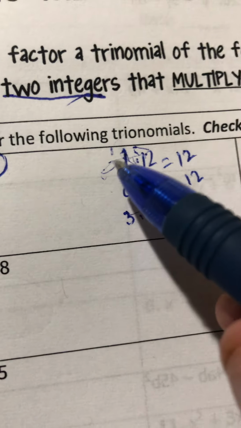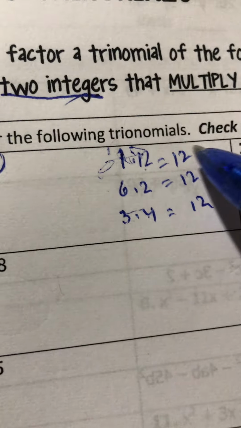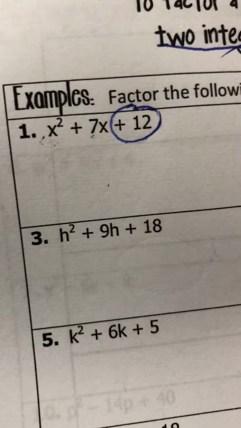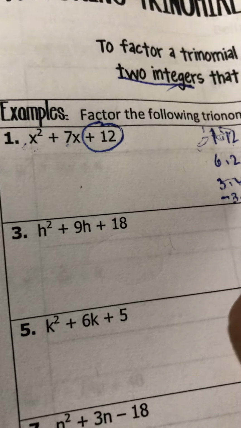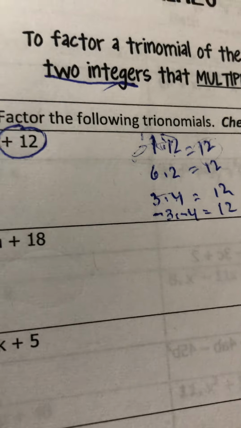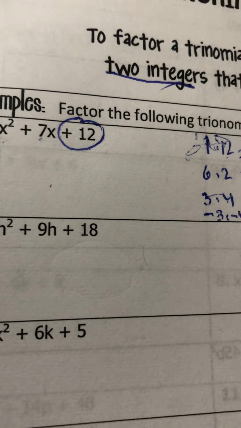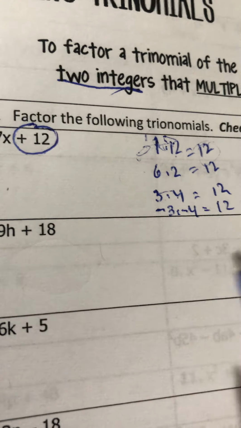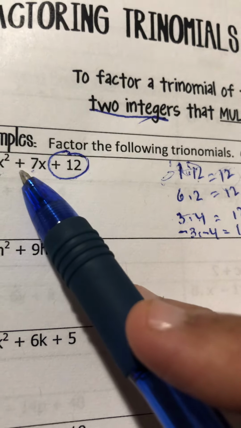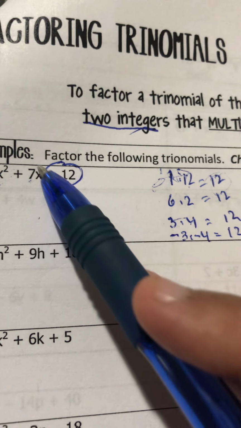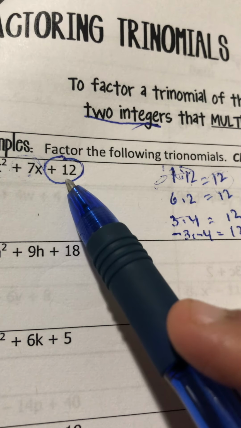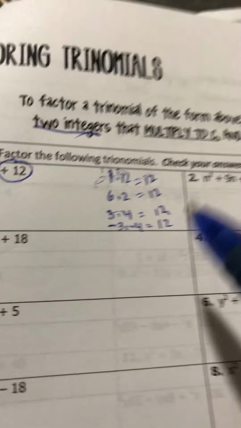You can also have positive 1 and negative 12, but it will not give you positive 12. Or you can have negative 3 times negative 4, which also gives you positive 12. You have to take all the options. Now what makes you find the correct option is: which two integers add up and give you positive 7? They multiply to give 12, and add up to give 7.